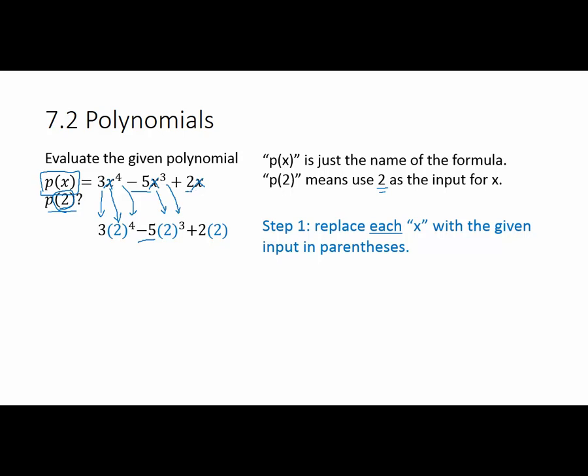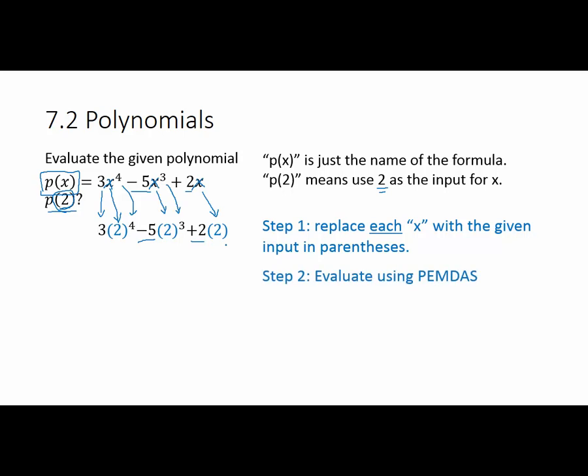And then last but not least, 2 as my coefficient comes down. I bring down the base of x, I turn it into a 2 in parentheses, and there's no exponent there. I don't have to put the 1, I could just leave that. So I'm just replacing each of the variables x with the number 2 in parentheses.